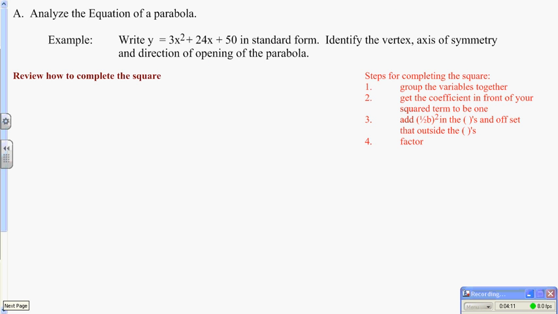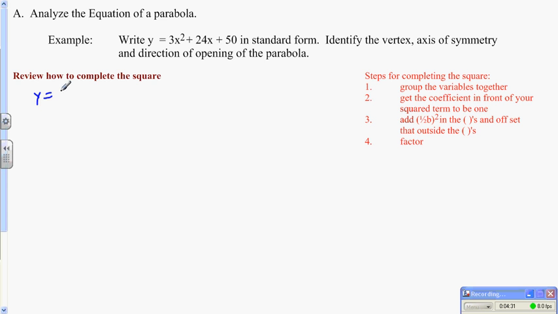So what we're going to do is complete the square and remind ourselves of how we did that, because standard form is good, but not as helpful as vertex form. So let's take a look at this equation. Now we're going to complete the square.